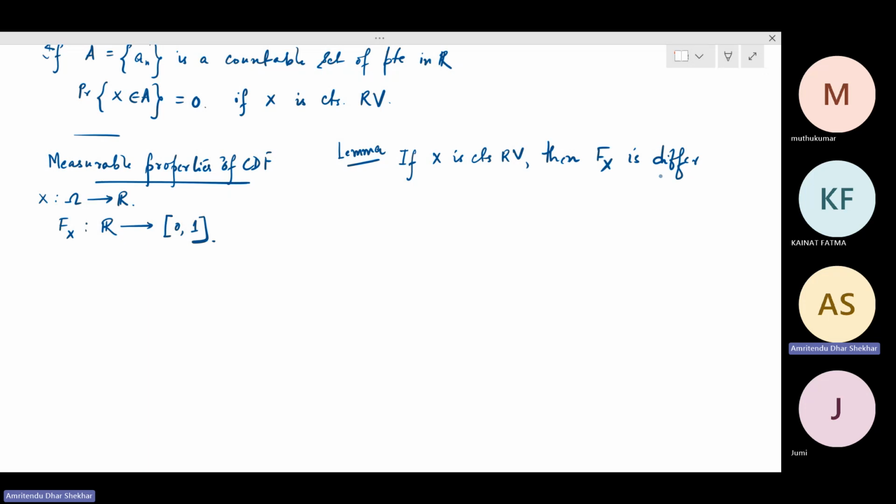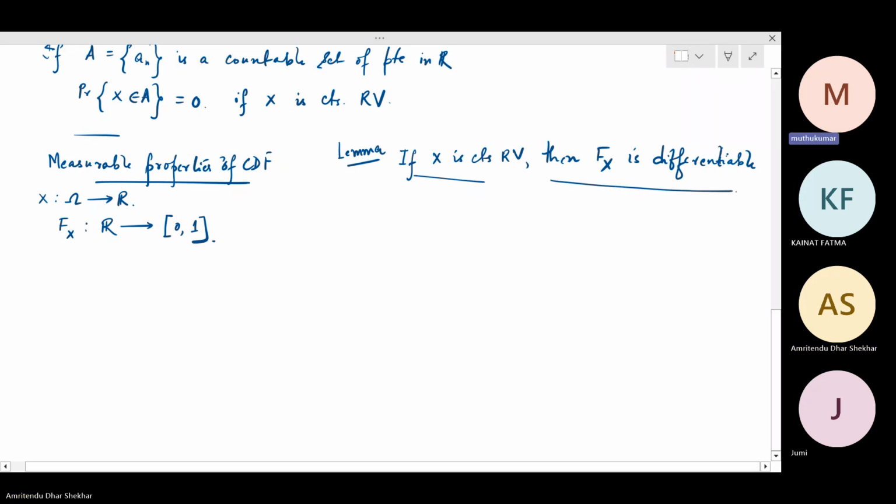If x is a discrete random variable... no, let us first resolve this statement. If x is a continuous random variable, then F of x is differentiable everywhere. Is this correct?